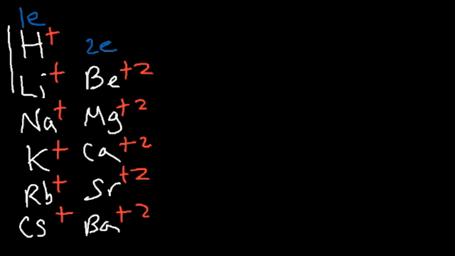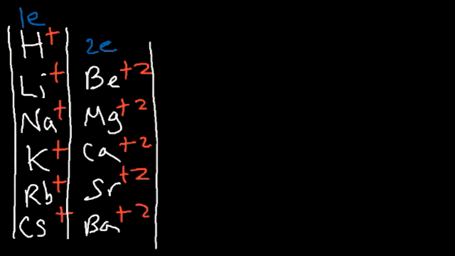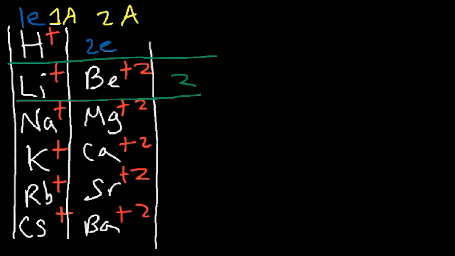The vertical columns are known as groups in the periodic table. So the alkali metals are group 1A. The alkaline earth metals are group 2A. The rows are the periods. This is period 1, period 2, period 3, and so forth. And next to potassium and calcium, you have the transition metals.